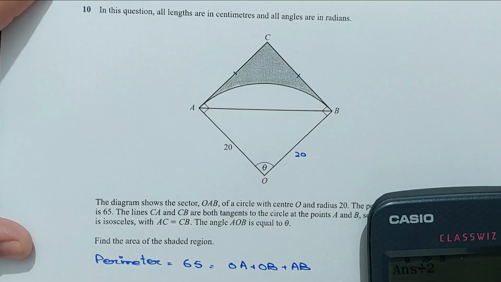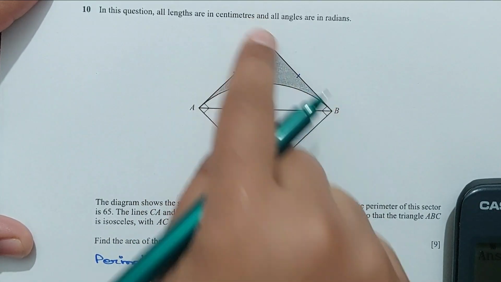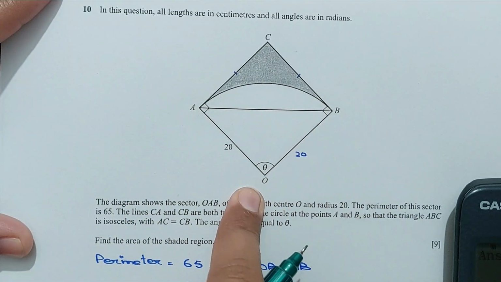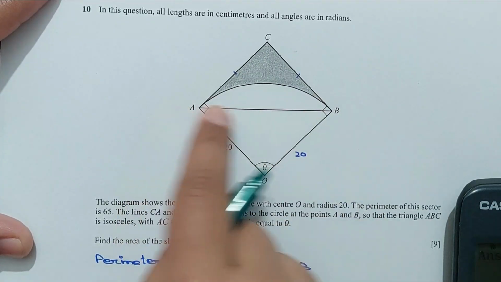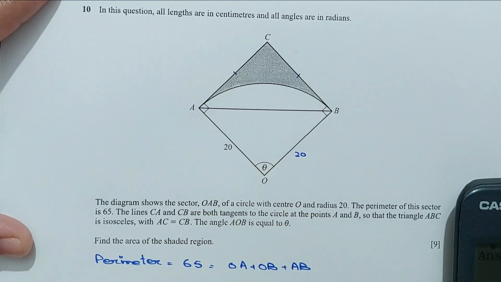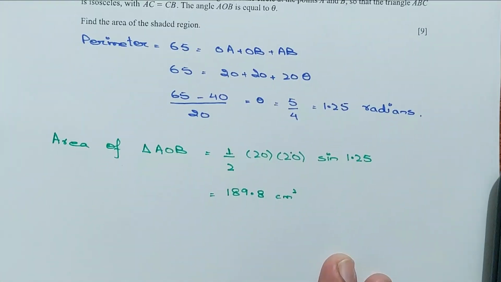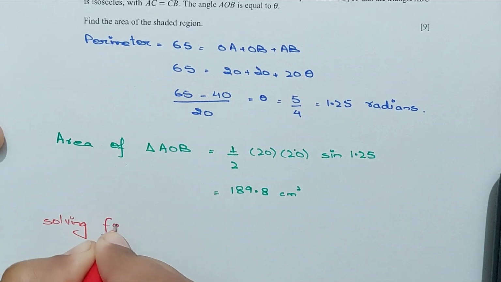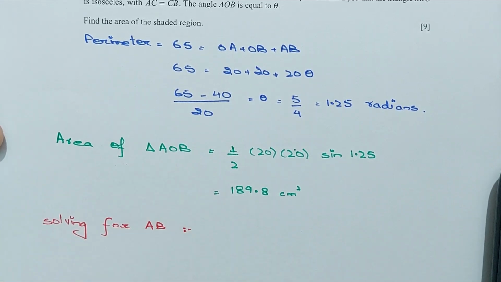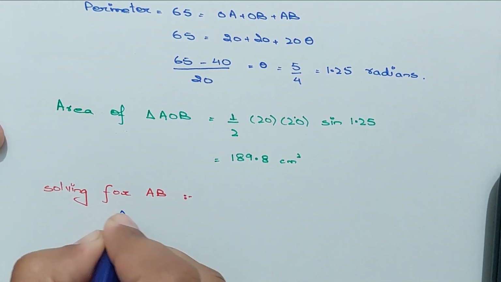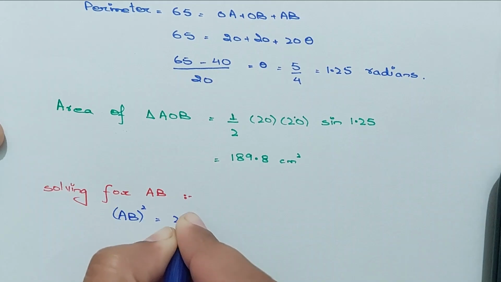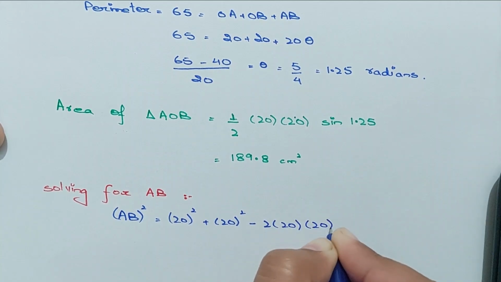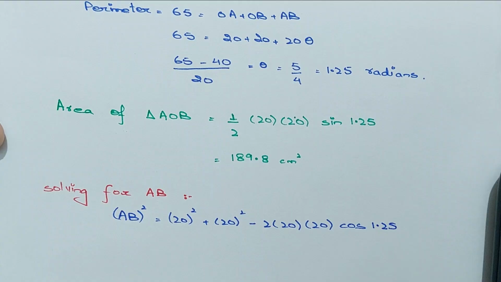Now let me find the area of the triangle ABC. But we don't know what AC and CB are, so first we have to find the sides. In triangle ABO, we have OA and OB and one angle as well. Let me apply the law of cosine to solve for AB. AB square equals 20 square plus 20 square minus 2 times 20 times 20 times cos of 1.25 radians.